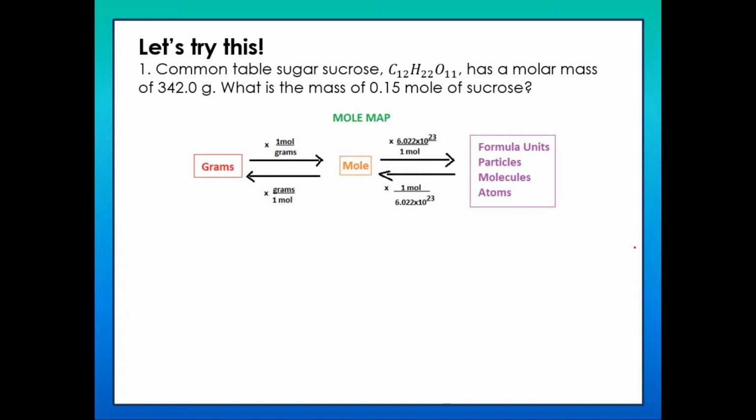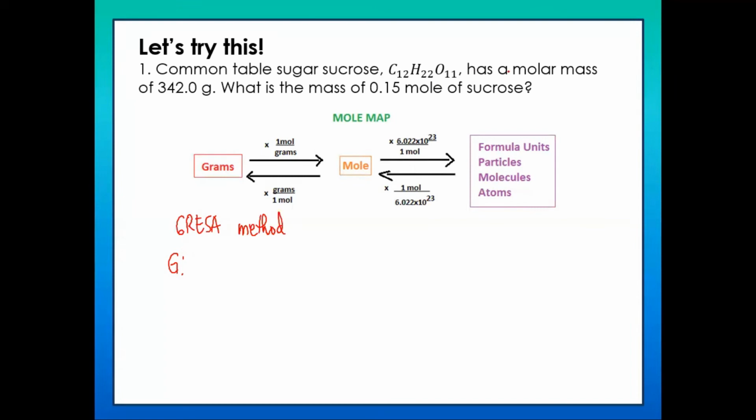Yun yung gustong sabihin ni sir when it comes to the mole map. And also, we're going to use the GRESA method. This will help us to easily present our solution ng hindi magulo. Okay? So G means given, R means required, or that is for the unknown, E is for the equation, and S is for the solution, and A is for your answer. So let's begin with G, the given.